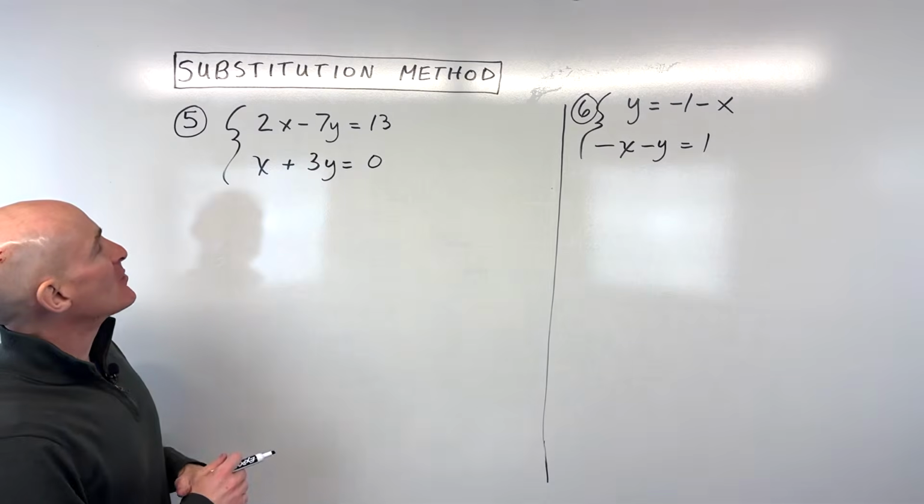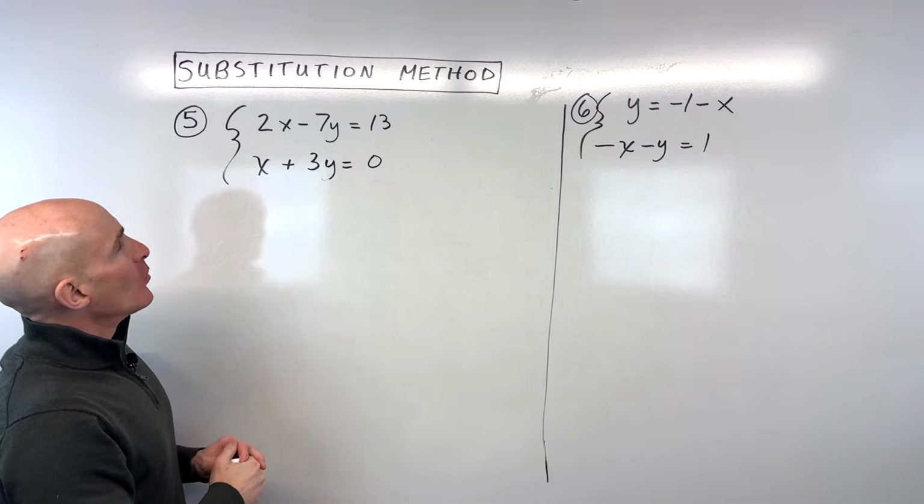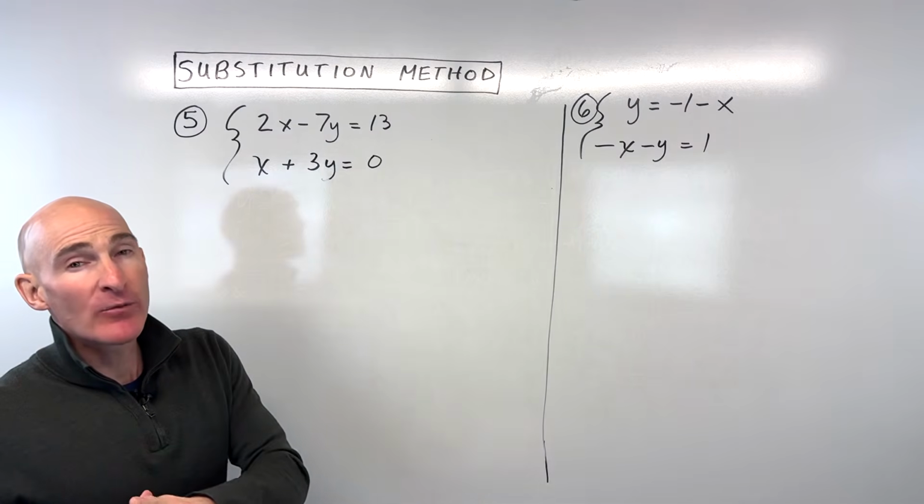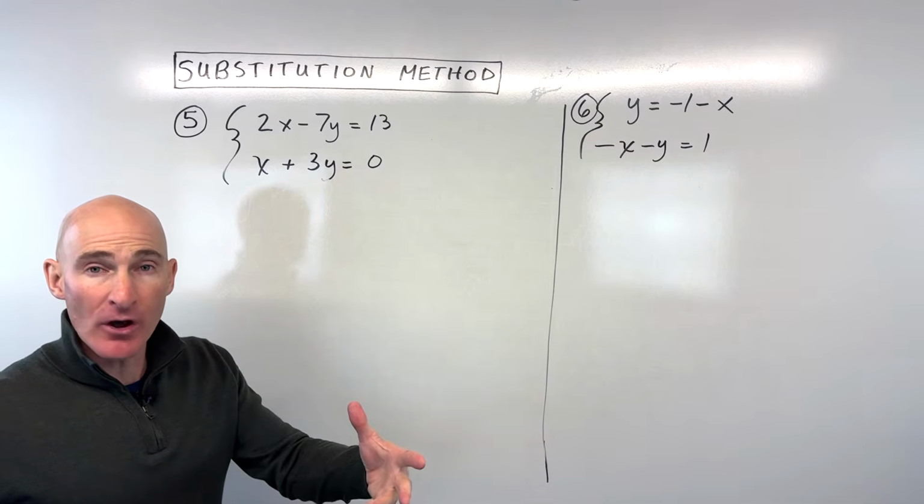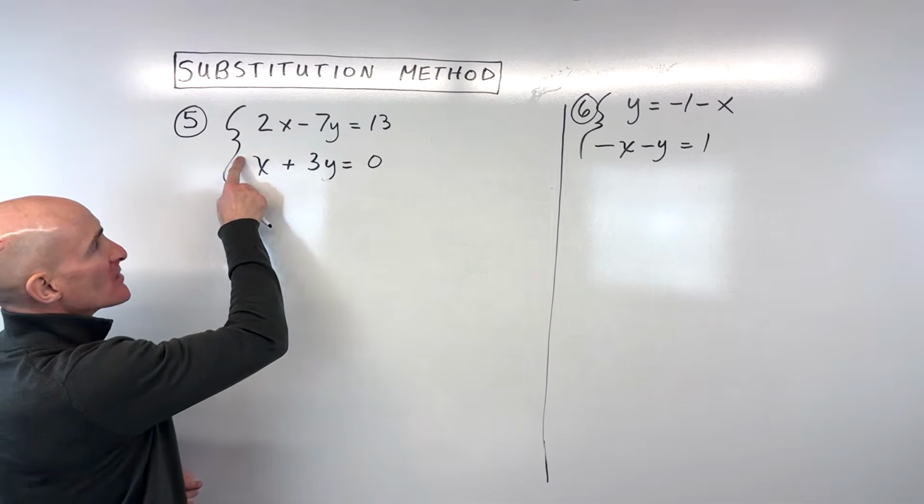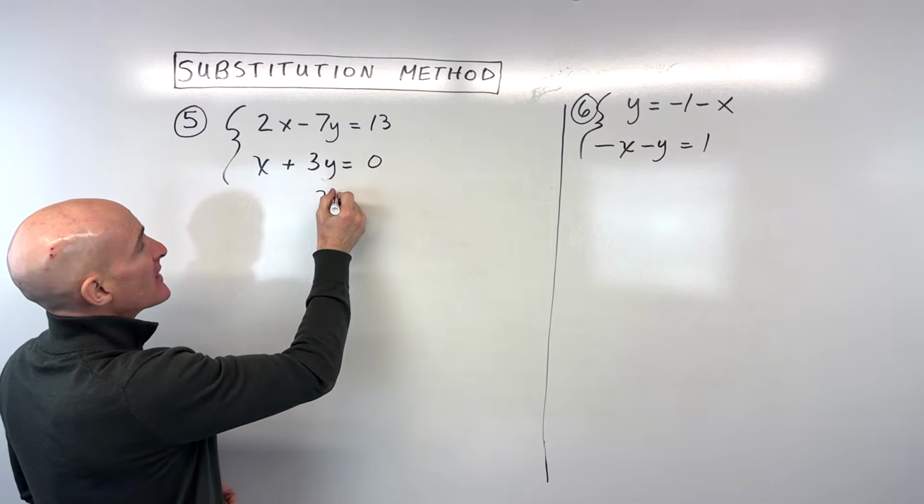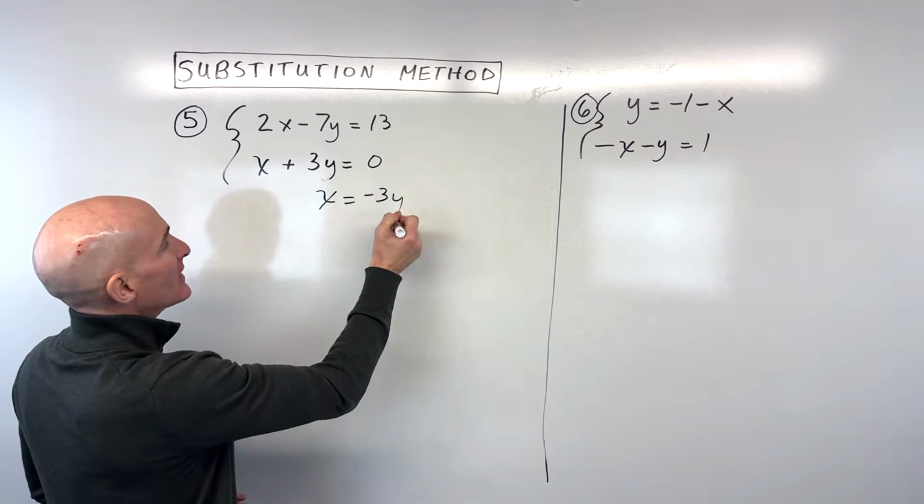So number 5, how would you tackle this problem? Go ahead and pause the video, see if you can do this one. Well, if I was going to do this, remember I want to zero in on one of the variables that I want to isolate or solve for. And in this case, the easiest one to get by itself would be this x here because it has a coefficient of 1. So I'm just going to subtract the 3y, and that's going to give us x equals -3y.